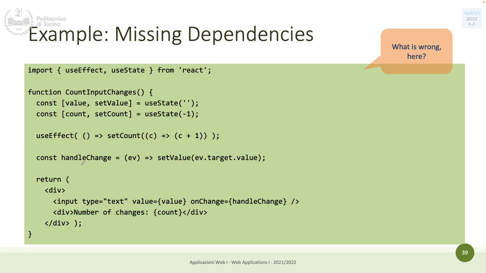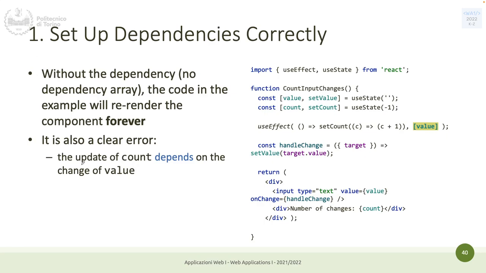So a missing dependency is easy to spot. What is wrong here? It's clear that you need a dependency array that binds that set count to a specific change in the value, and not every time. So not calling set count plus one always, but only when the value changes, and the value in this case is a string. So set up the dependency correctly. Remember what everything does: square parentheses with no dependency inside, elements in the dependency array, no array at all, and use it when it's needed.